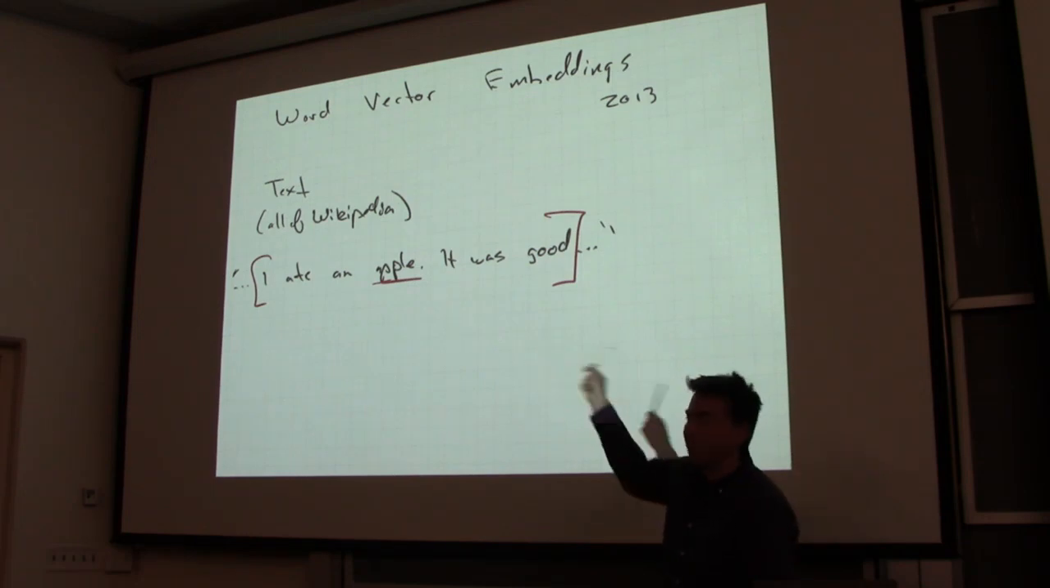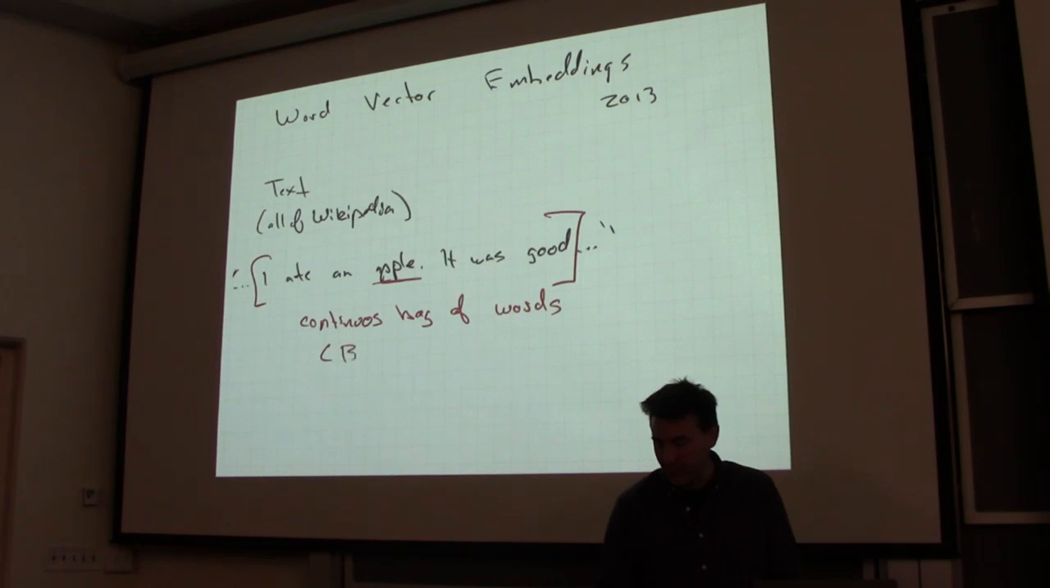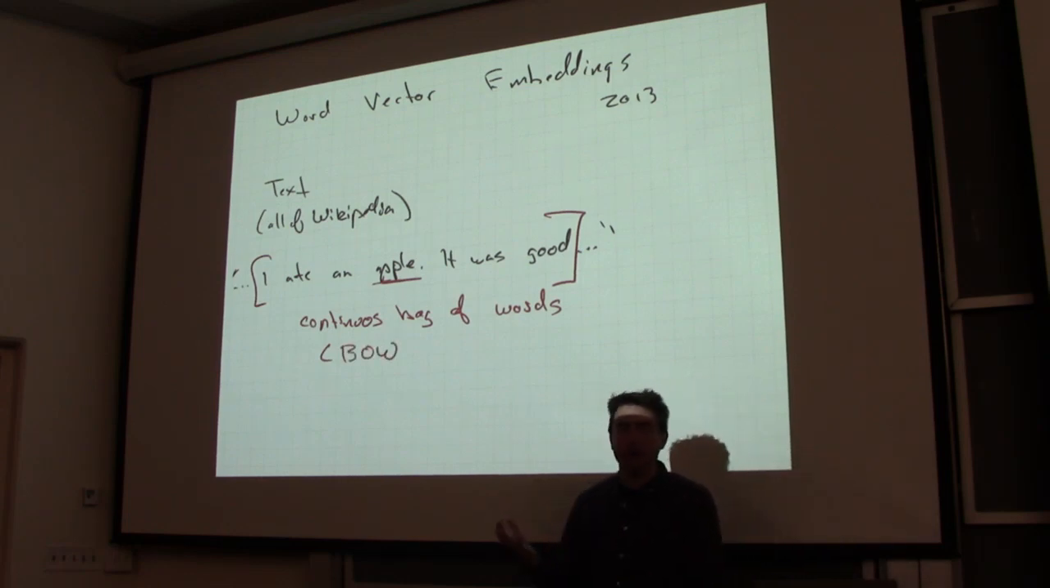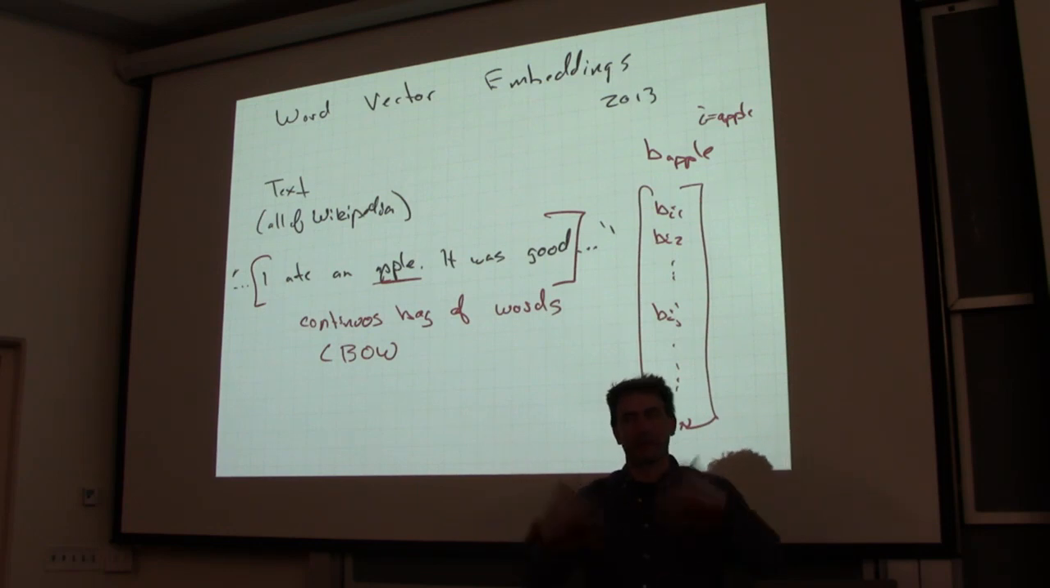So this idea of 3 words on either side is not abnormal. This would be the continuous bag of words model, or CBOW, as this is called. Okay, so for apple, I'm going to initially store some vector. I'll call this B apple, which is going to be a long vector. I'll say there's some index i, which represents apple, and I'm going to have B_i1, B_i2, up to B_ij, up to B_in. There's a total of n words that I'm keeping track of.